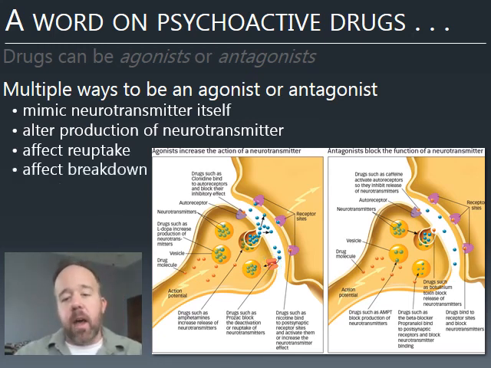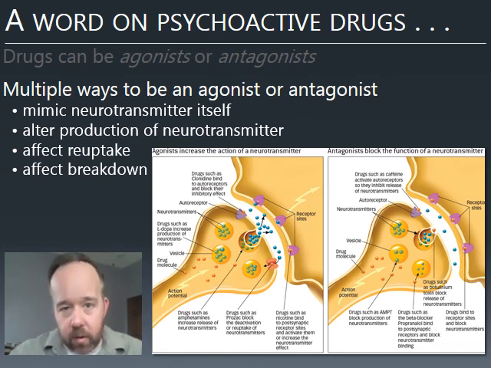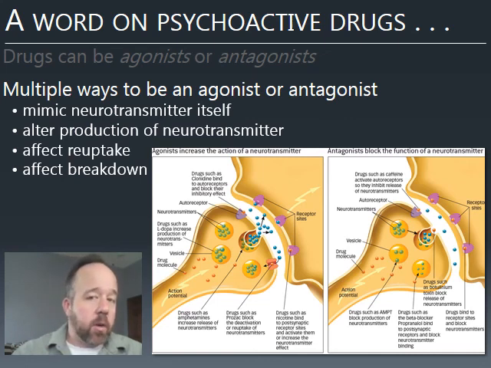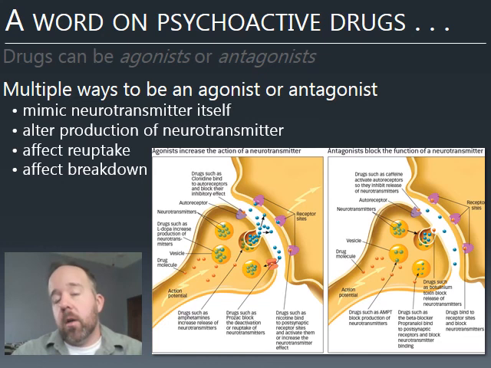You can affect breakdown, and there's no part of this cartoon diagram that correlates to breakdown, but there are enzymes in the synaptic cleft whose job is to destroy the neurotransmitter. Again, you can't have the neurotransmitter out there forever. It would just keep signaling that postsynaptic neuron. So you can pull it back in via reuptake, or you can have an enzyme out there break it down.